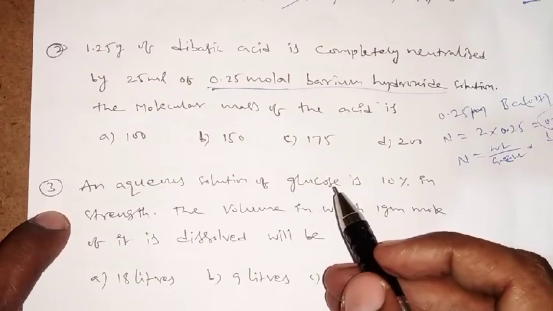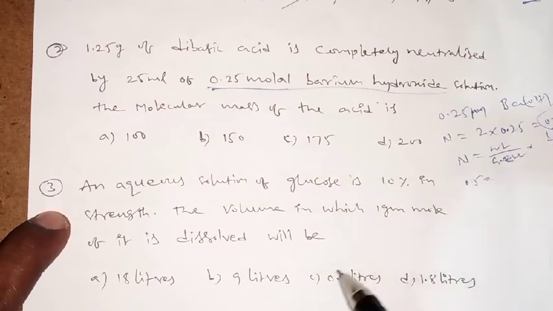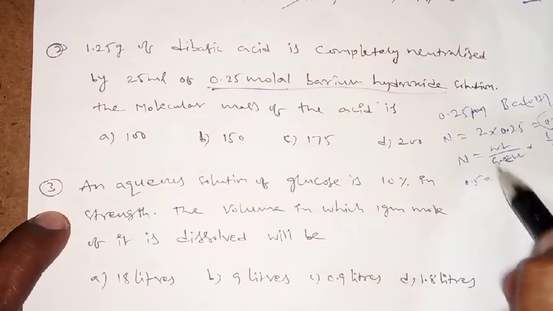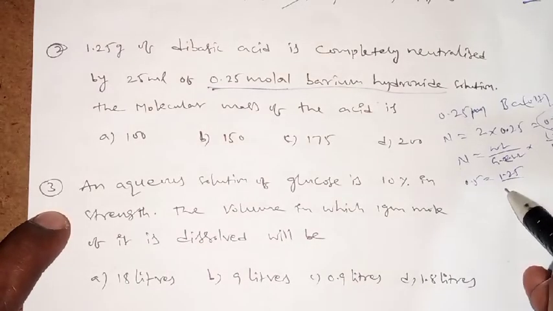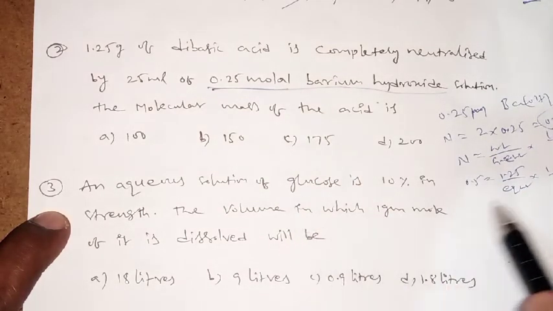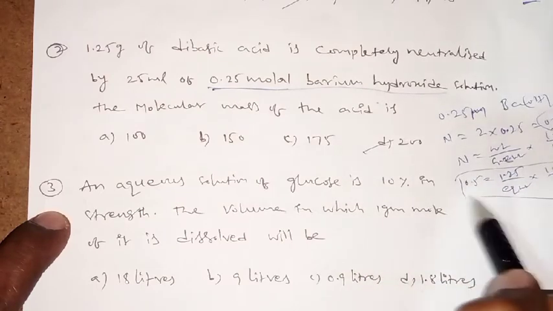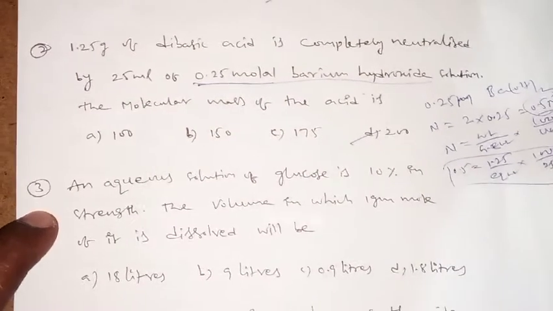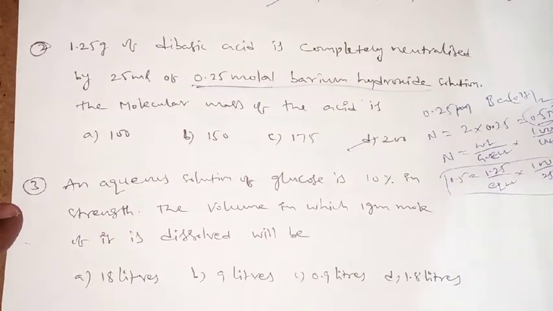This is the formula. Is it okay? So just now we got the N value, 0.5, equal to the weight of the substance given already. How much is it? 1.25. So 1.25 by equivalent weight, which we don't know, into 1000 by V, nothing but the 25 ml solution. If you simplify, finally you'll get 200. Is it clear? So from the base we can get the acid value, then substitute in the normality formula. Is it clear? Right. Look at the next question.